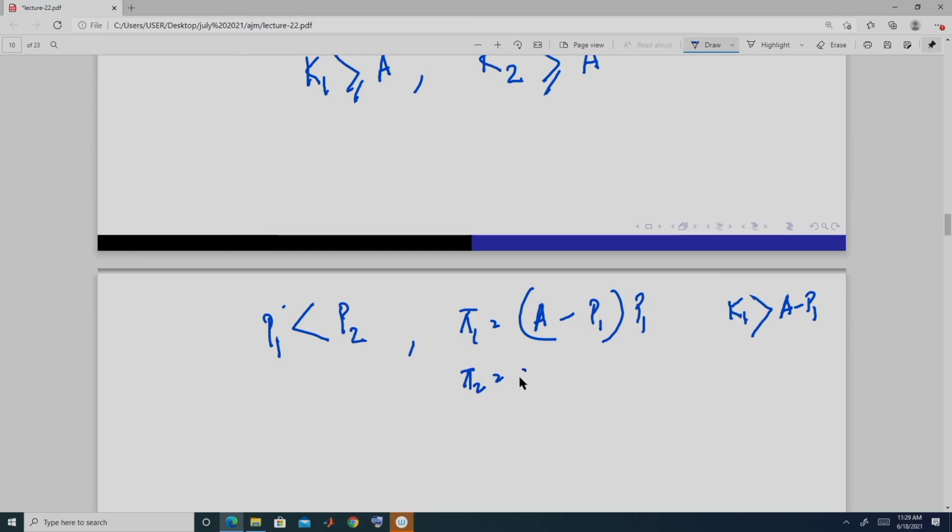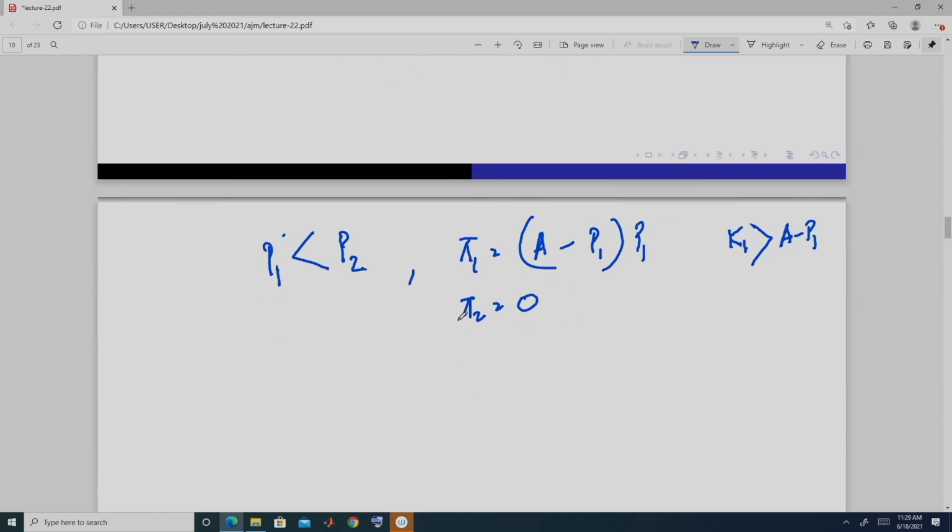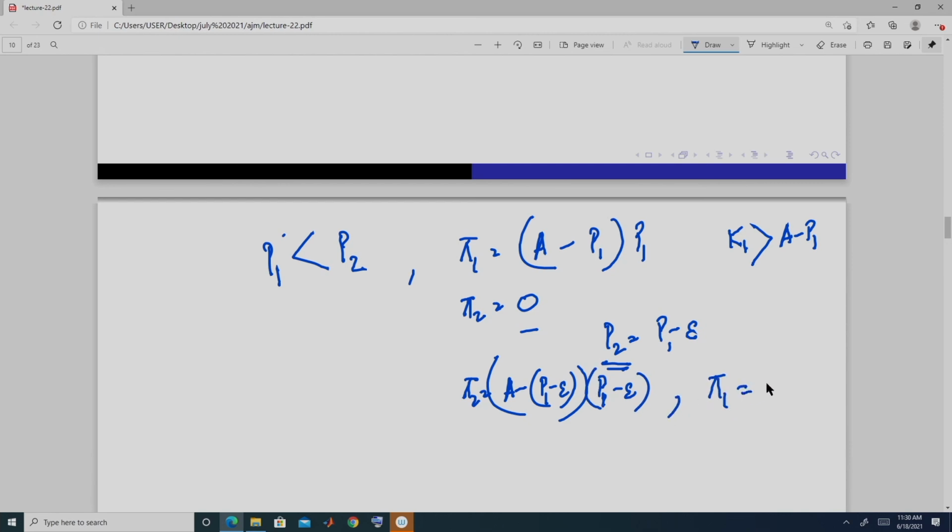Profit of firm 2 is 0 because firm 1 is supplying to all the buyers and so no one is going to buy from firm 2. So, firm 2 here is going to do what? P2's best response is P1 minus a small amount, that is epsilon amount. So, when P2 is this, then the profit of firm 2 is this, and profit of firm 1 is 0 because P1 is greater than P1 minus epsilon.